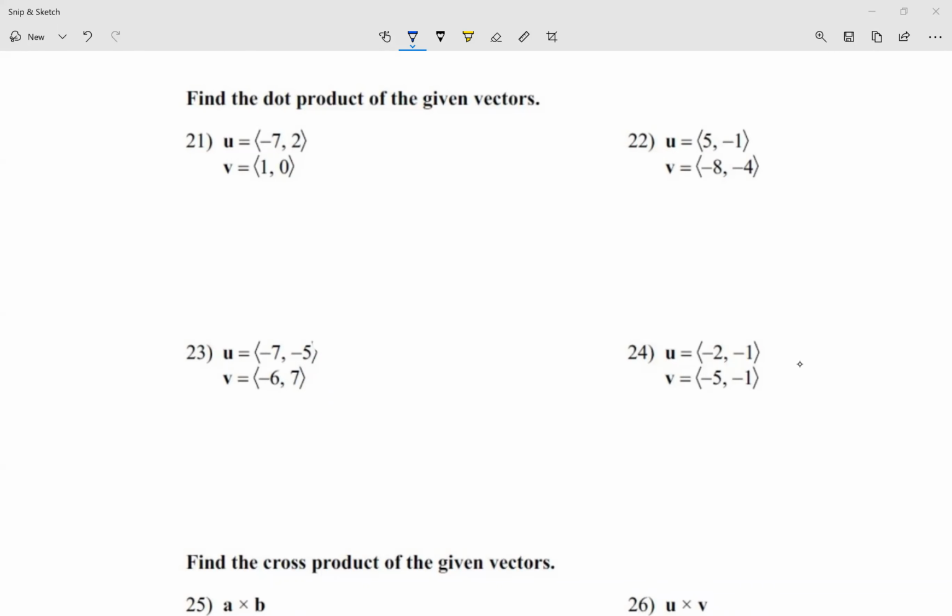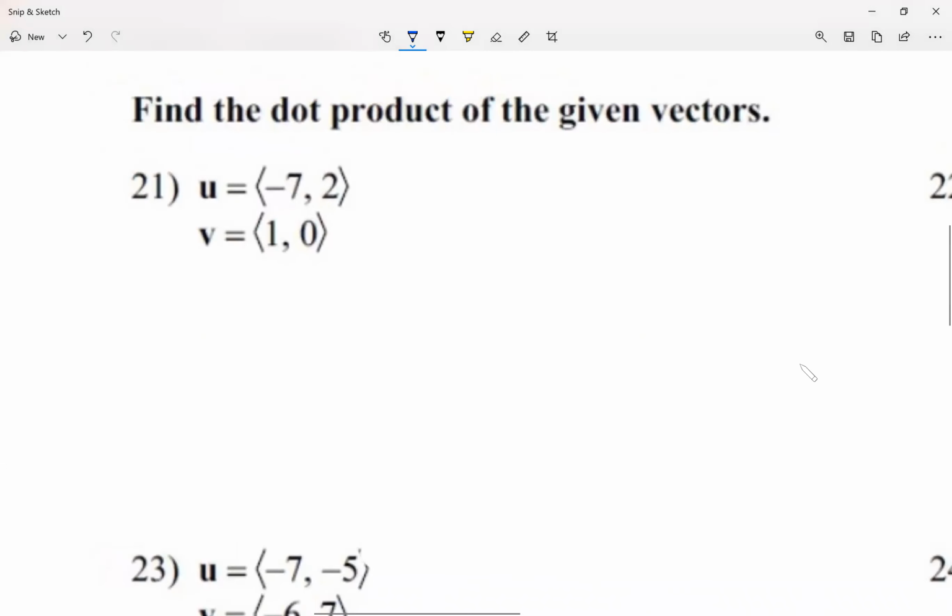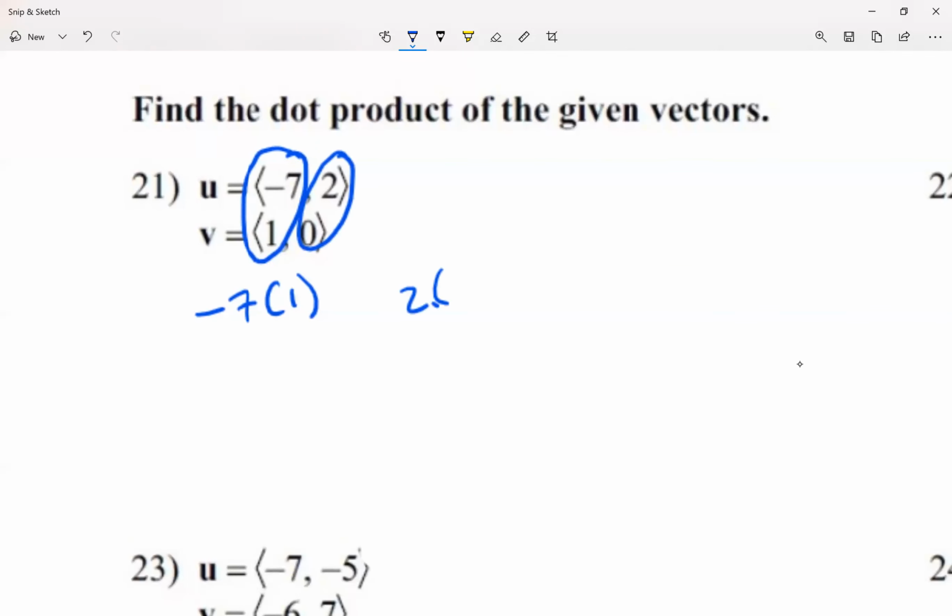All right, so this last section of unit 11, we're going to be starting with the dot product. Now, the dot product is basically the force that two vectors produce. Not too complicated, which is a good thing. To find the dot product, I'm going to multiply the first values. So let me multiply -7 times 1. I'm also going to multiply the second values, so 2 times 0.